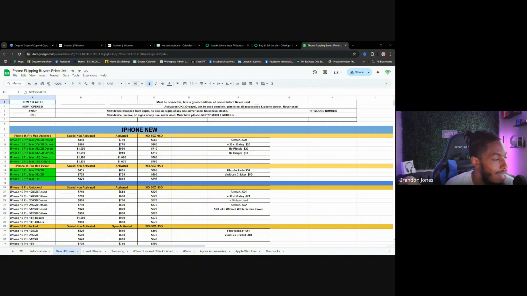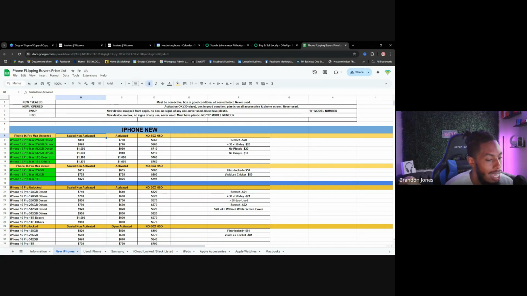So yeah, that's how that works as far as the pricing aspect. Now, when it comes to the price list, when we're talking about conditions, sealed non-activated means a device that is sealed and is not rung up by a carrier. You're rarely ever going to have a sealed non-activated device these days.